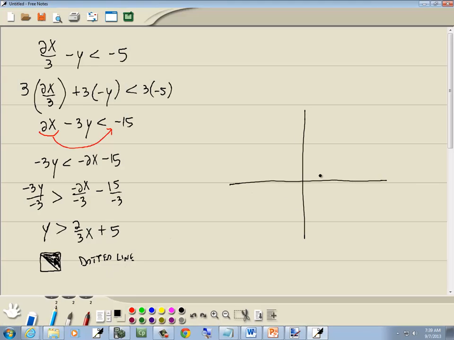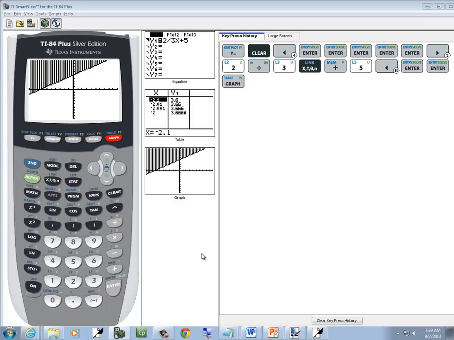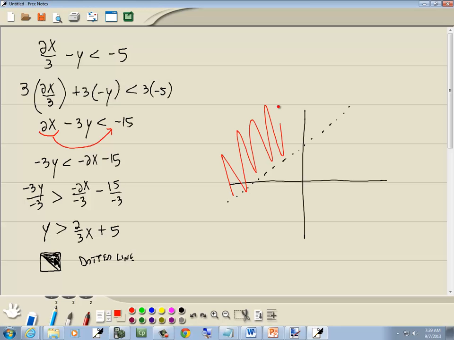Well, for this problem we said it was dotted. So our answer: dotted, and we're shading up here. So that would be our answer.